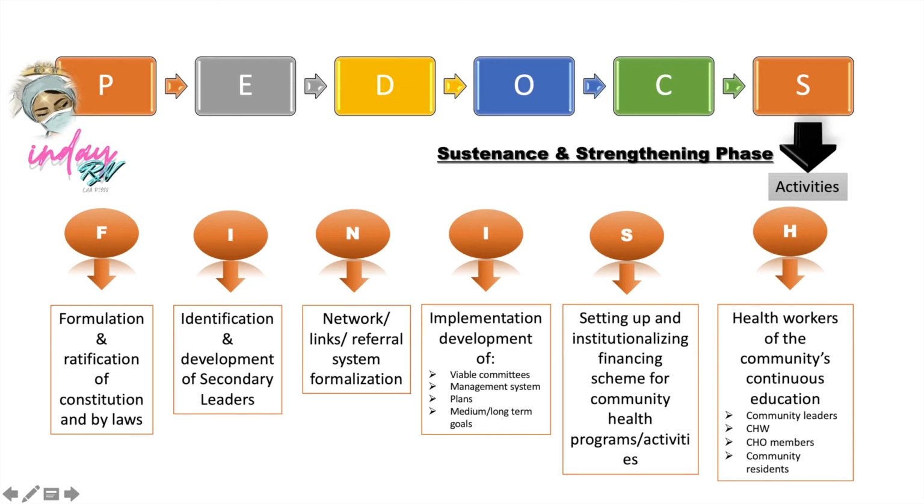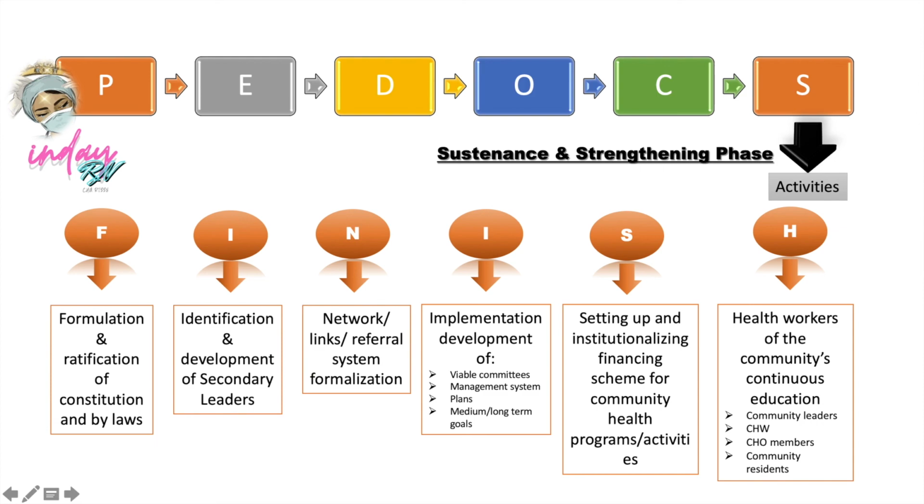Okay? So remember here in the sustenance and strengthening phase, it's already a phase where the community is ready, the committees are viable, their networks are already formalized, and there is already an identification or election of secondary leaders. Always remember that the sustenance and strengthening phase occurs when the community organization has already been established and the community members are already actively participating in the community-wide undertakings. Okay? Meaning to say that the community is doing more. The initiative is coming from them already. What I'm saying here is that they can now stand on their own.